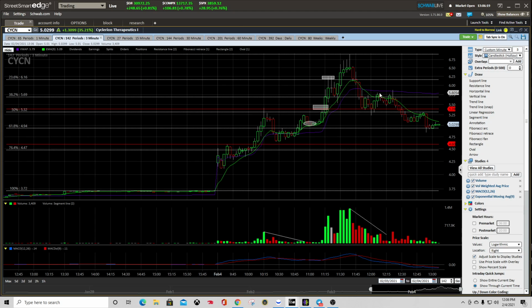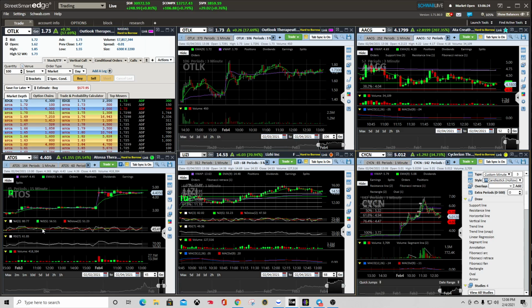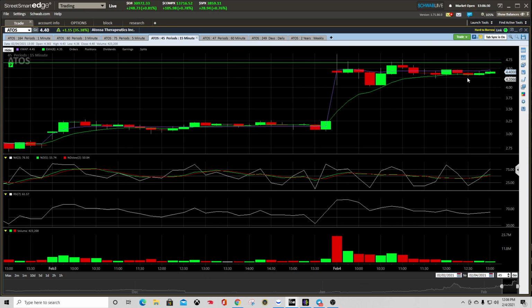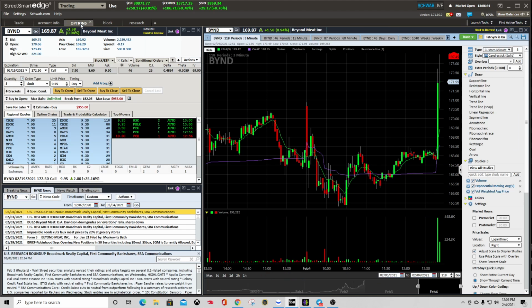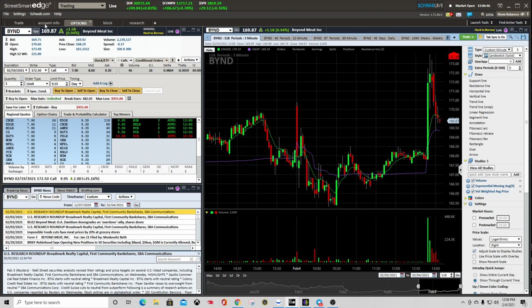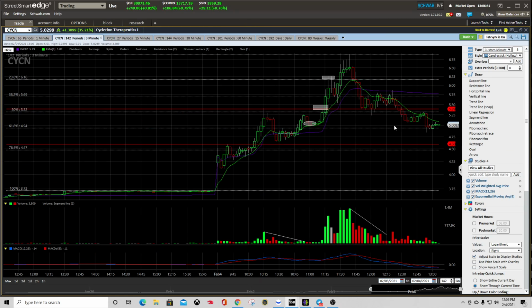I'm still in LIZI. ATOS is being a pain, but it's still holding. It's holding that 15-minute trend line, as you can see. So I'm watching for that. If that breaks, I will exit that position. My stop's around the 430 area, so I still think we have potential to move up on that, but we will see. I was watching BYND there.